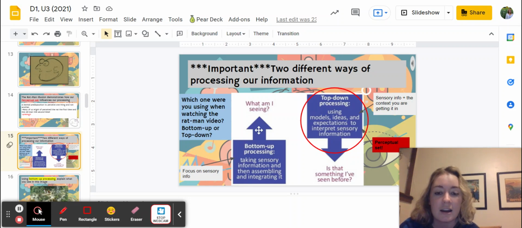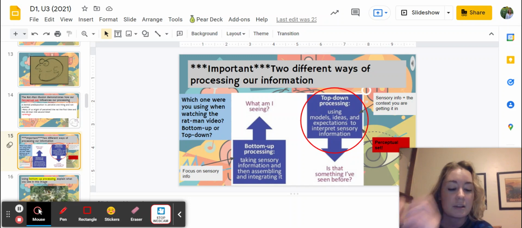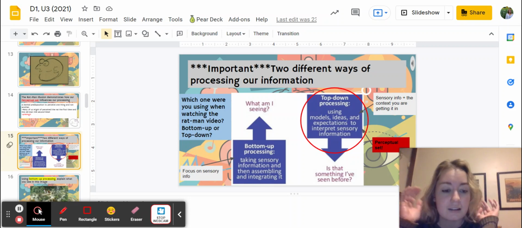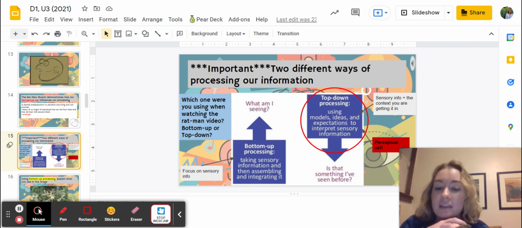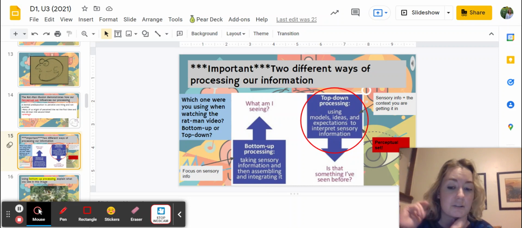Then, on the other hand, we have bottom up processing. This is where you take in sensory information piece by piece and interpret it just for what it is. You're not comparing it to reference something that's already in your brain. You're just taking it in bit by bit and assembling and integrating it together. So, this is a much slower process, right? You're just seeing it at face value for what it is.